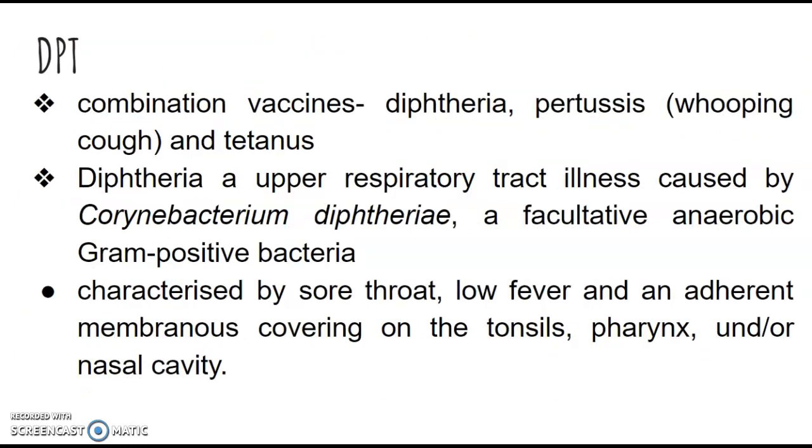Now we'll move on to the second category of commonly known vaccines. It is DPT. It's a combination vaccine, as the name indicates: diphtheria, pertussis, and tetanus. Diphtheria, we can say, is an upper respiratory tract illness.